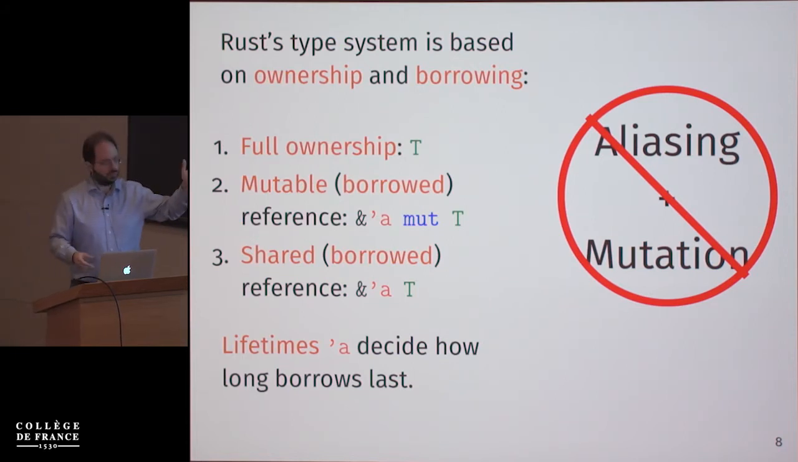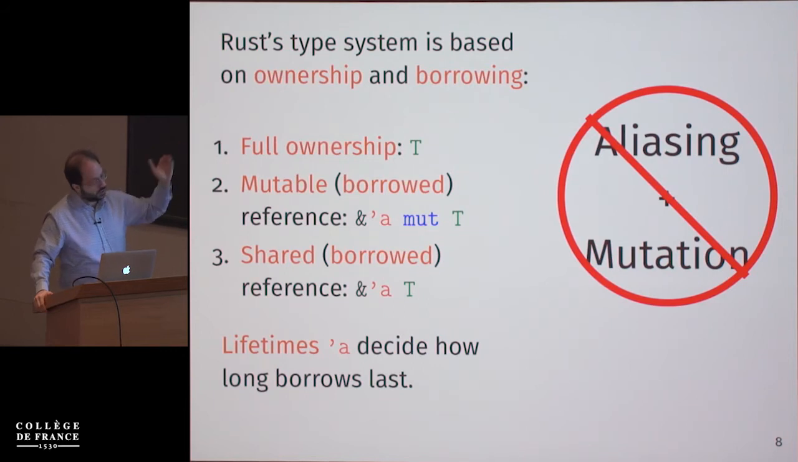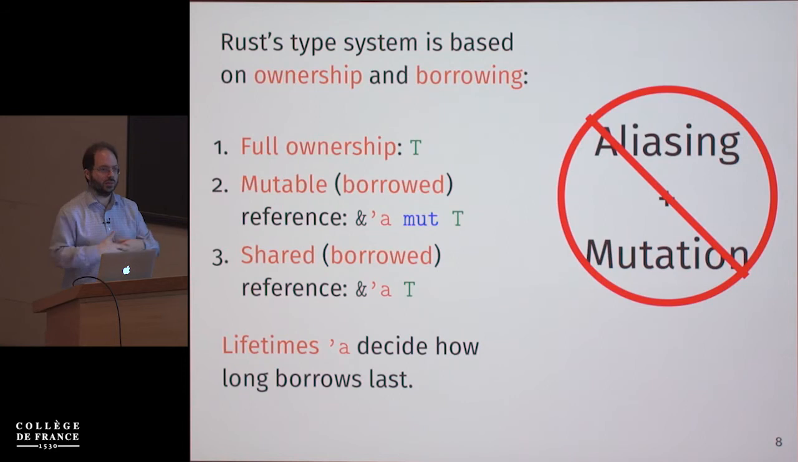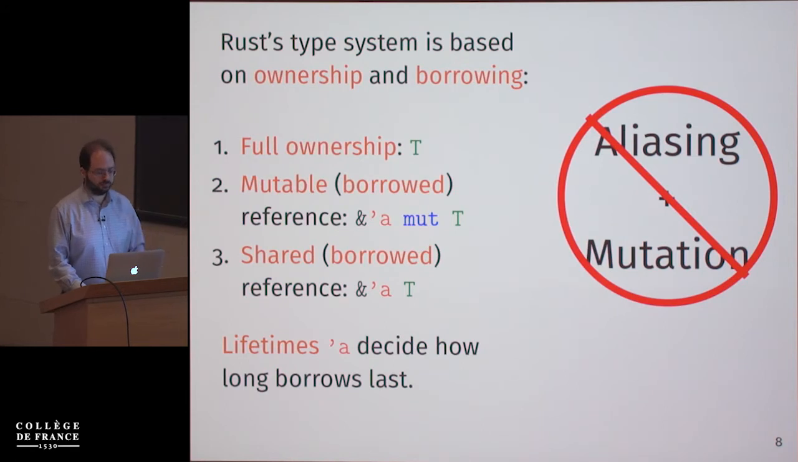Although not deallocated. Okay, when you have a mutable reference, you cannot deallocate, but you can do everything else. And with a shared reference, you can only read the object, but you can have multiple aliases and freely copy them. And this is all managed through this idea of lifetimes, which decide how long these borrows last. Okay, so that's a nice story.